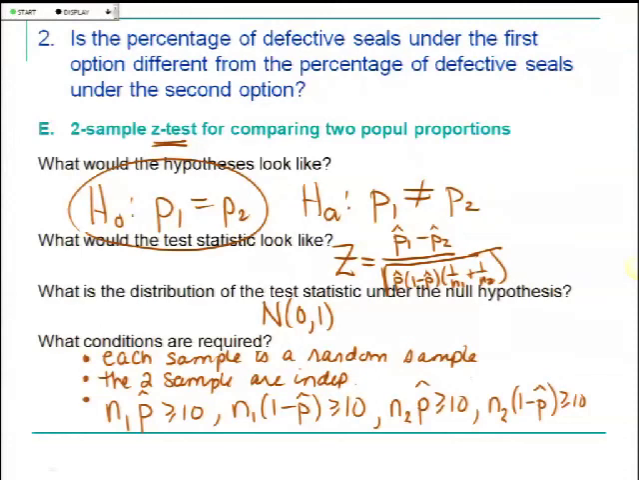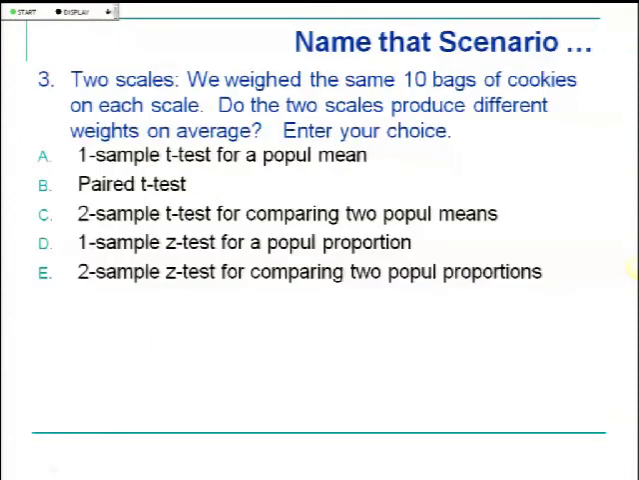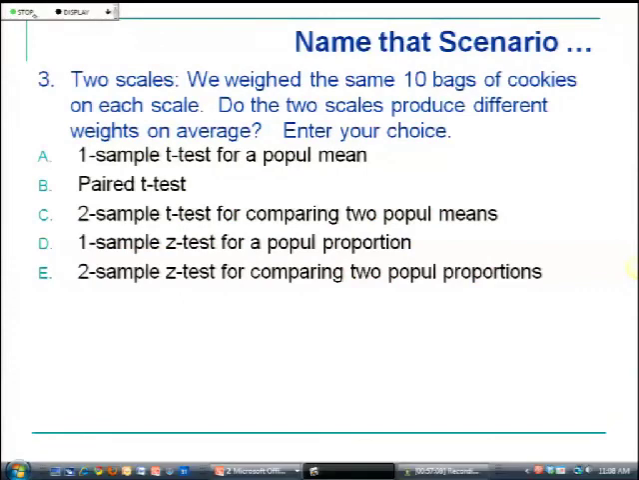We have a third question by Bobby and Barney regarding the two scales that we could use to weigh them. Because, of course, we need to weigh them and make sure they're within specifications before we ship them out. So we're going to take 10 bags and weigh each of the 10 bags on the same scale 1 and scale 2, to see whether the two scales produce different weights on average.